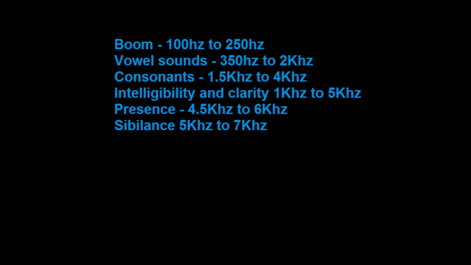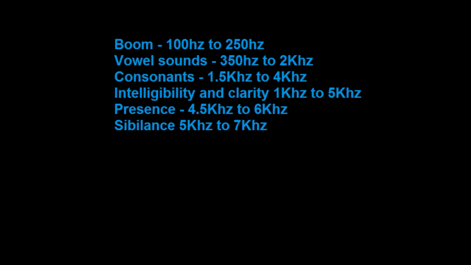Before we go into the details on how to use an EQ, it's important to understand what the different frequencies are as pertaining to the human voice. So you have 100 hertz to about 250 hertz. This is generally where the boom is in the human voice. Vowel sounds occur between 350 hertz all the way up to 2 kilohertz. Consonant sounds range from about 1.5 kilohertz to 4 kilohertz. Where you get the intelligibility and clarity of spoken word, that's in the 1 to 5 kilohertz range, and this is also where the human ear is most sensitive to sound.